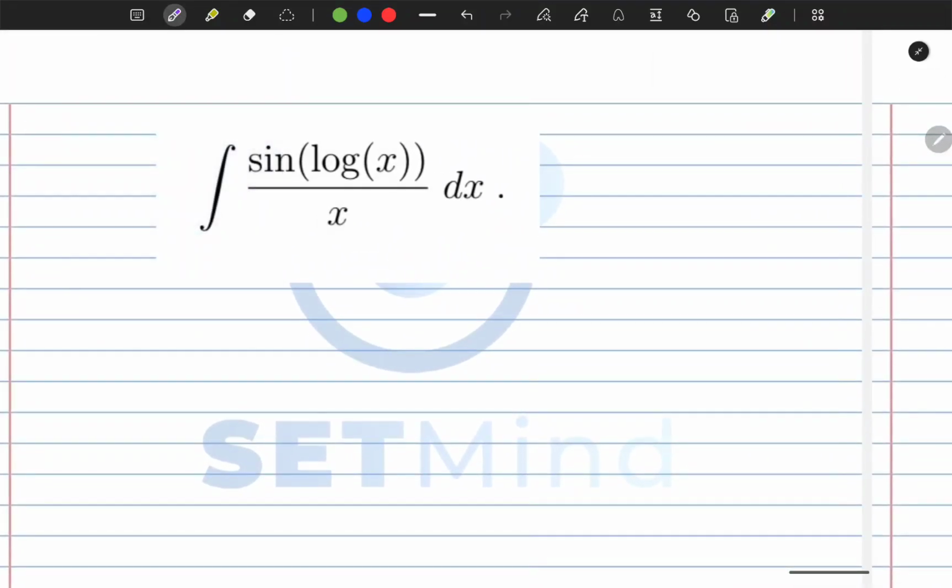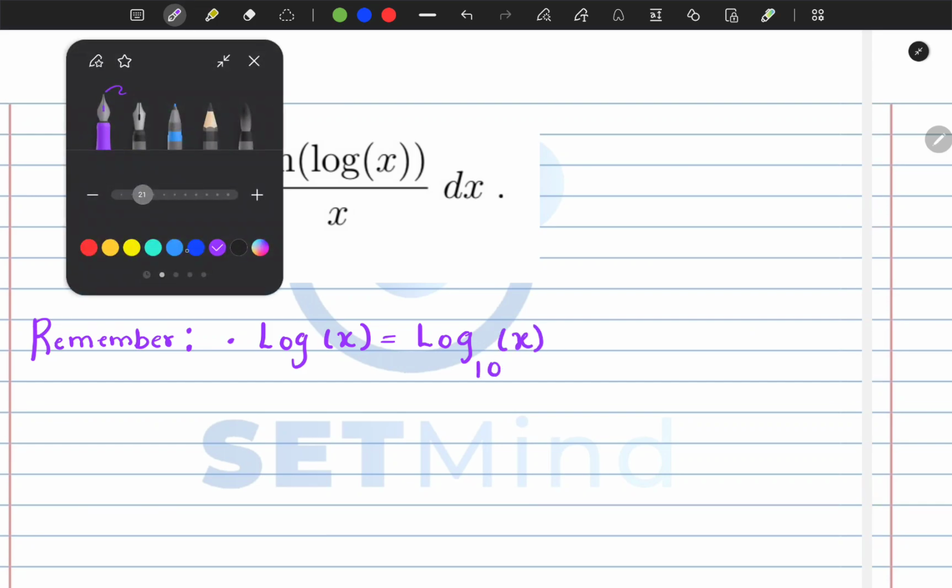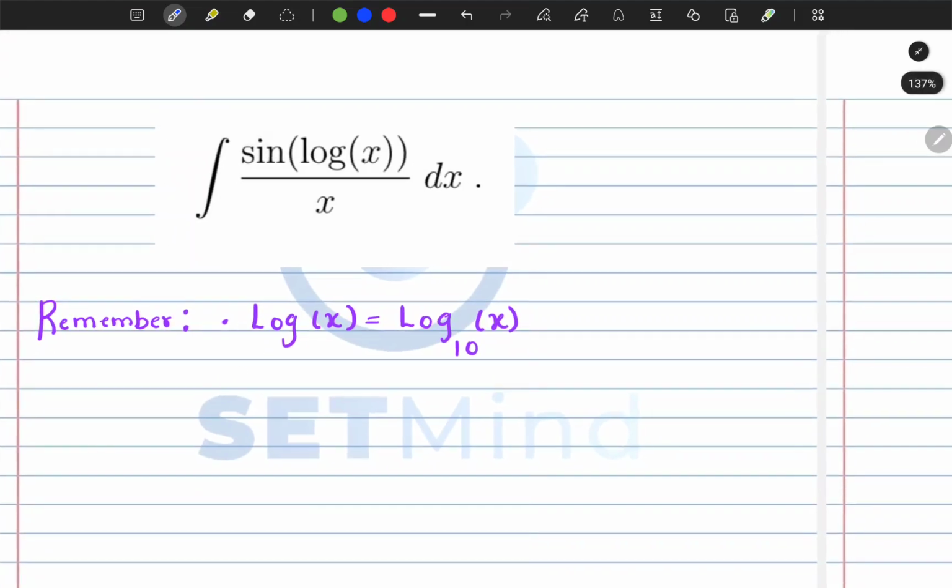But before we get into the solution, there's a couple of things that I need you to remember, and it is around logarithmic functions. Whenever you are given log of x like this, all that means is our log is to base 10. That is what it means. However, we also know a couple of properties which are going to be useful here.